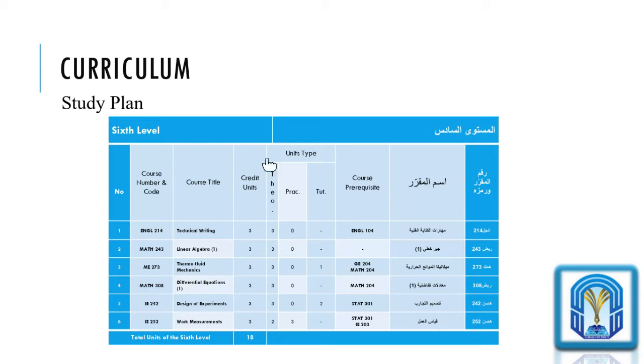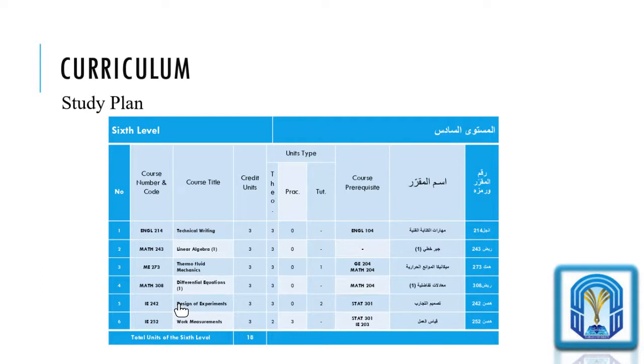Those courses here in the 6th level are not offered in the first semester. Technical writing, linear algebra, thermofluid, all these courses are not available in the first semester. You may see them if there is a graduate student who has not completed one of those and is graduating this semester. For example, this year, 2021, we have IE 242 offered in the fall because there is a student graduating this semester and he only has this course remaining in his program.